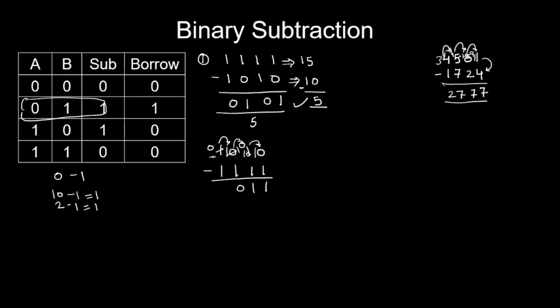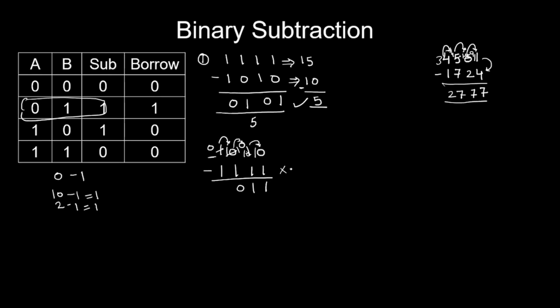Now what if 0 is there and there is no column to borrow from? In this case the answer will be negative. That means you have to subtract the first number from the second number and your answer will be negative. You will perform binary subtraction in the same way as we just learned in the previous example, but you will put a negative sign in the answer. This is not the correct way to perform binary subtraction.